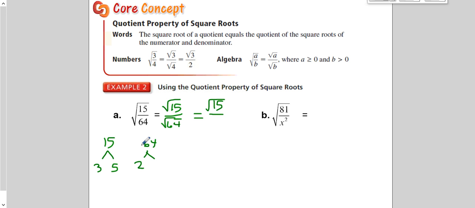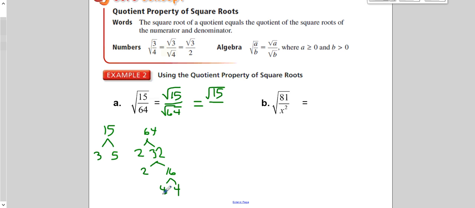64 is 2 times, divide this 64 by 2, we get 32. That's an even number, so I know I can divide it again. 2 goes into 32 16 times. 16 is 4 and 4. Oh my goodness. Keep going. And then we get a 2 and a 2 for that 4, and a 2 and a 2 for this 4. So how many 2's do we have? 1, 2, 3, 4, 5, 6 2's.